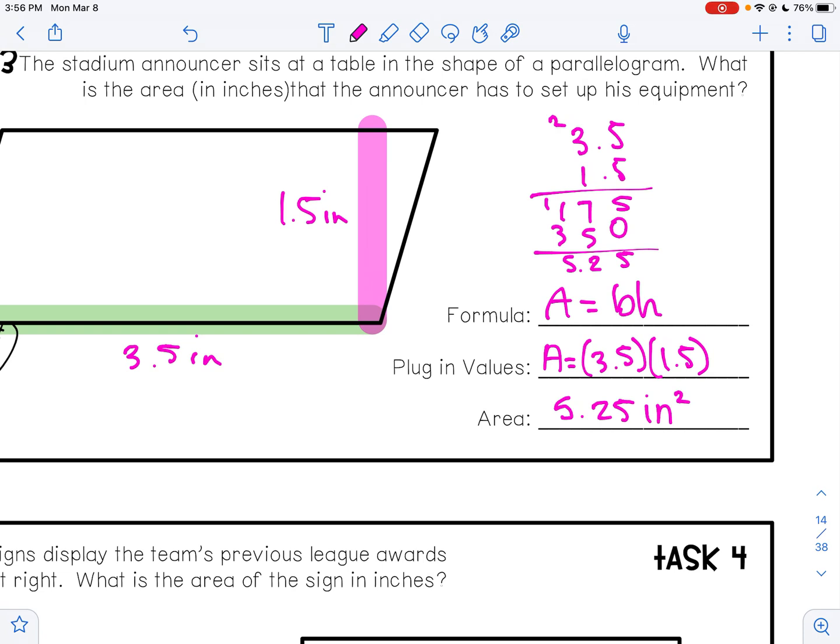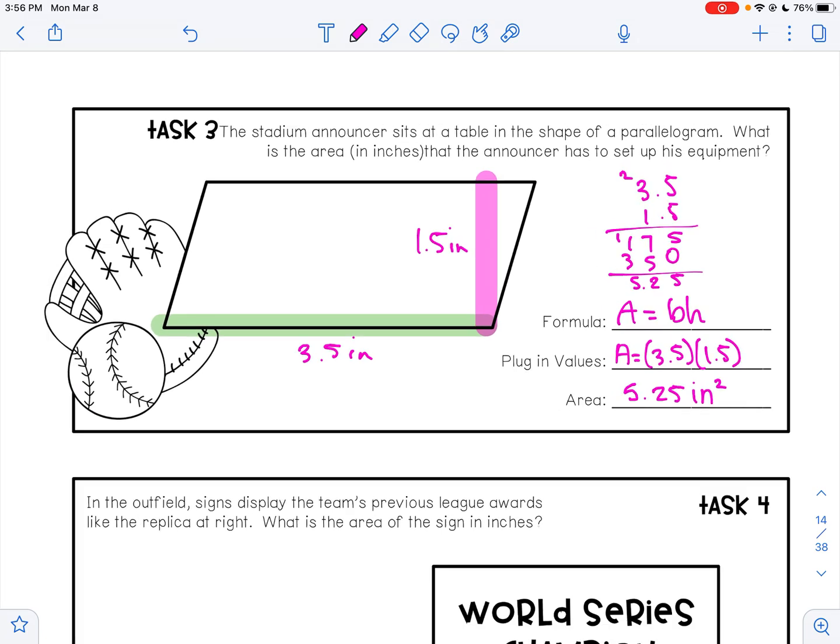Could you do all of this in fractions? Absolutely, you would get the same answer. Completely up to you.